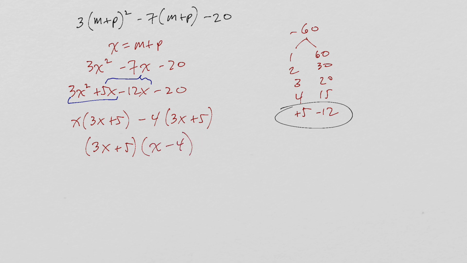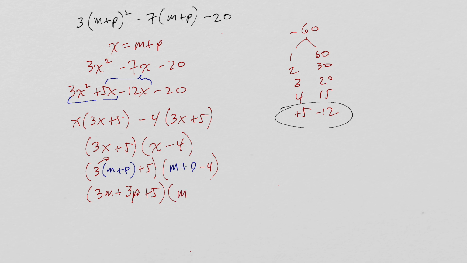But I can't stop here because there's no x here. I have to resubstitute m plus p. So I'm going to have 3 times (m plus p) plus 5 in the first parentheses, and simply m plus p minus 4 in the second parentheses. I'll distribute this and we'll get 3m plus 3p plus 5 in the first parentheses, and this cannot simplify. That's it. But that was number 41.